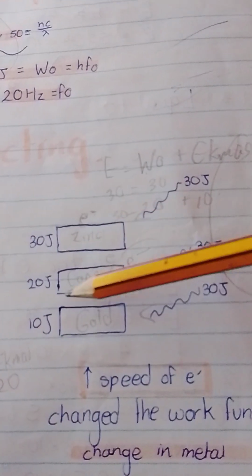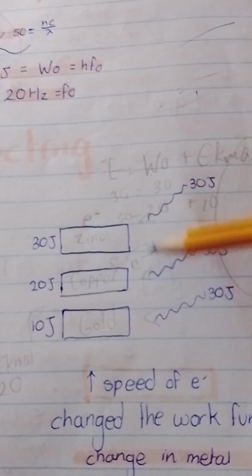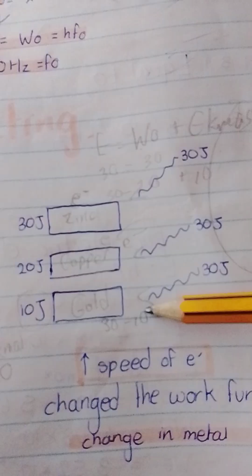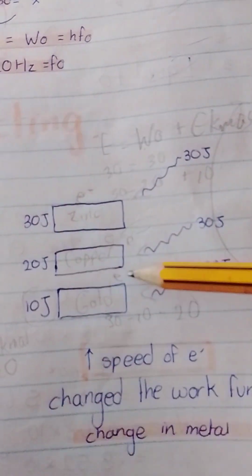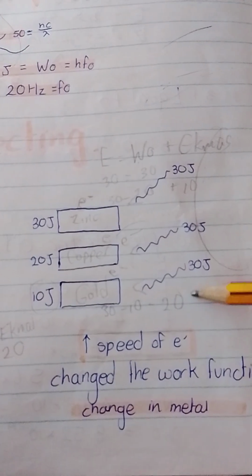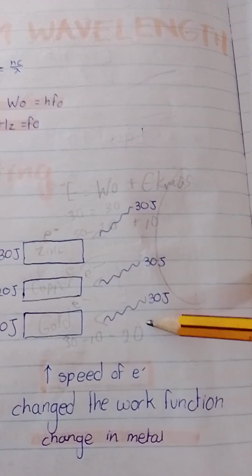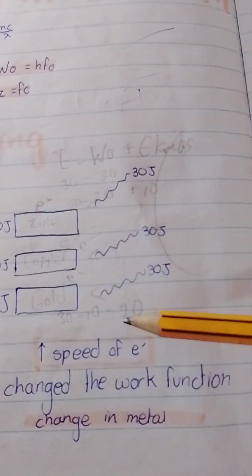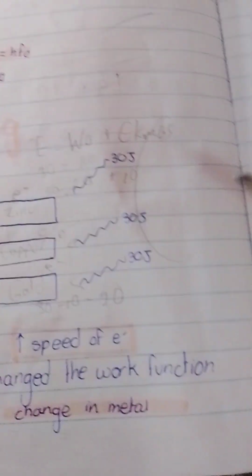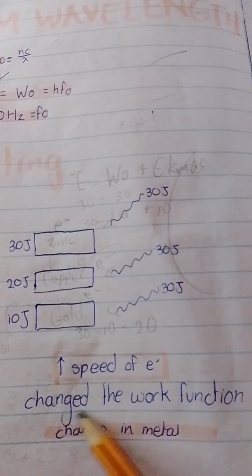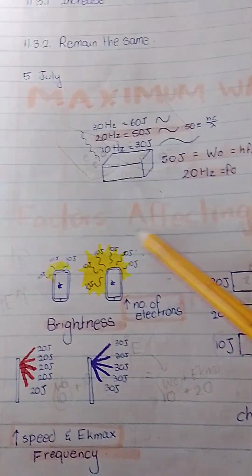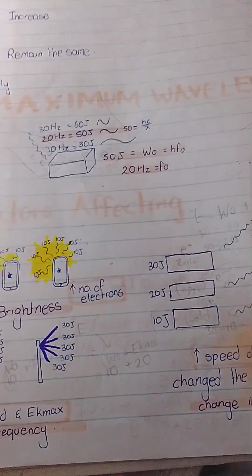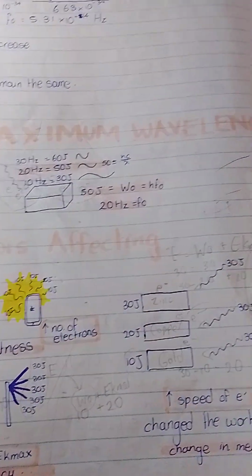Then we have gold over here, which has a threshold frequency of 10. So 30 minus 10 is going to give us 20. So over here, the electrons will have a kinetic energy of 20. Then the speed of the electrons and the EK max will increase because of a change in the metal. So here are your three factors that are going to be affecting stuff. This one will increase the ammeter reading. These two will not increase the ammeter reading. They're just going to increase the speed of the electrons.